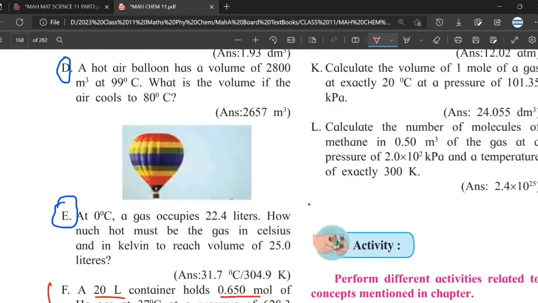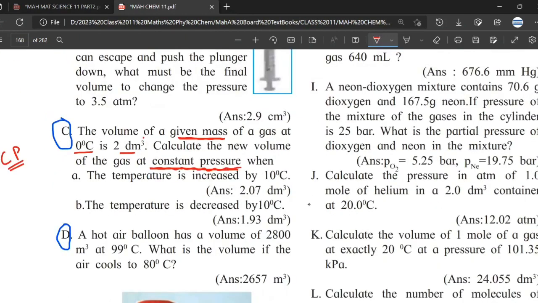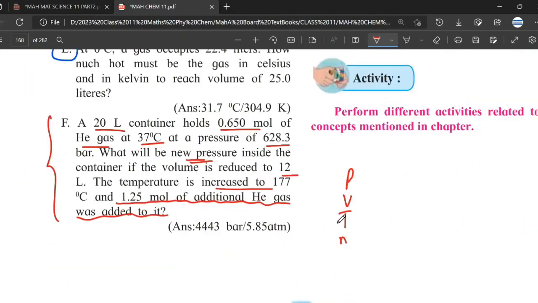Now, if you see this numerical, P, V, T, n, what you will observe is that the number of moles is constant, the pressure is also constant. So only these two are changing, because only volume and temperature are changing. So we'll be applying Charles law. Avantika, have you understood?